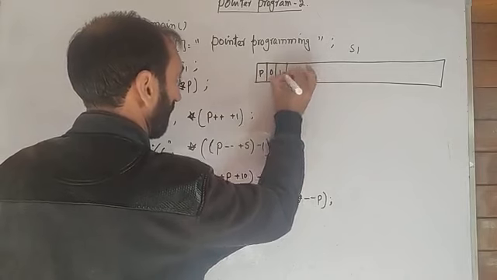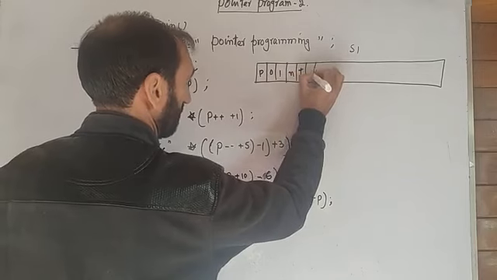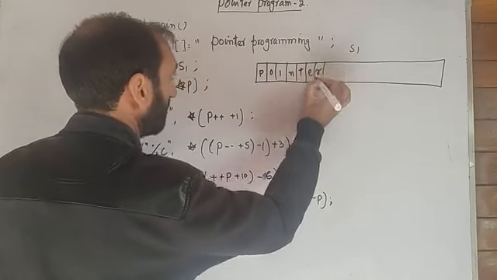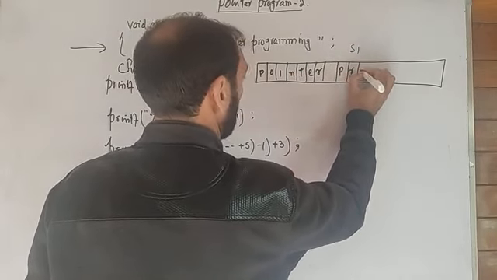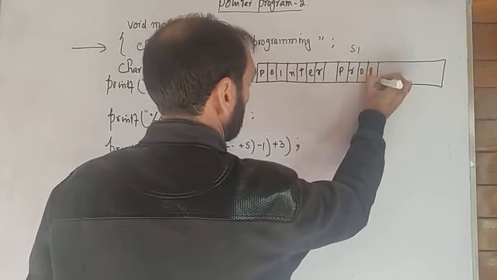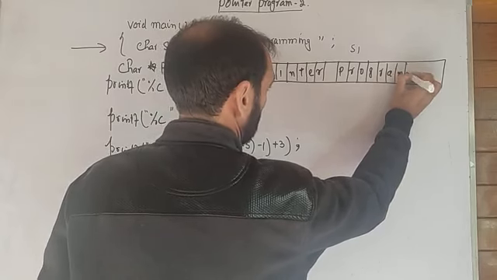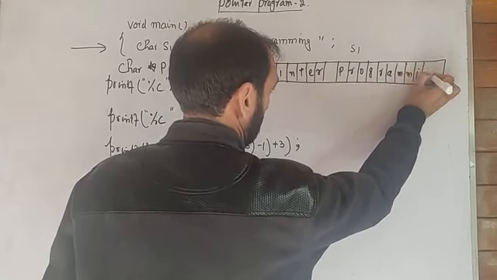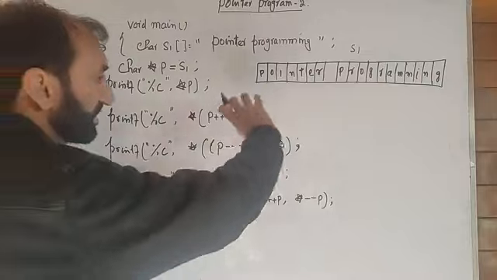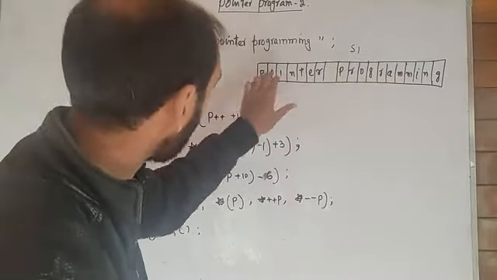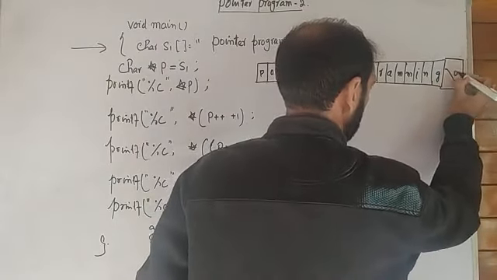Initialized with "pointer programming", in the memory the array will be like this: P O I N T E R, P R O G R A M I N G. This is the visualization of the array. In the memory the character array would be just like this, and the last one is the \0.